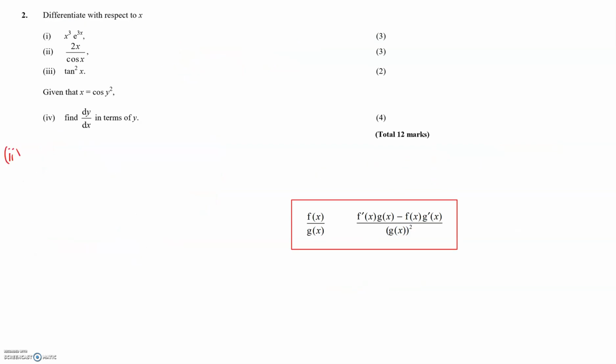This looks like a quotient. Okay, and the quotient rule is given to you in the formula book. And it looks like this. So if y is equal to something in that form, dy dx is given by that. So we're going to need to identify a u and a v, or in the formula book it uses f's and g's, so it doesn't really matter.